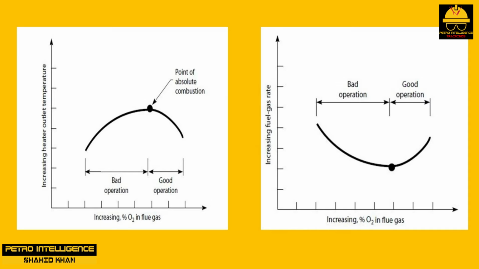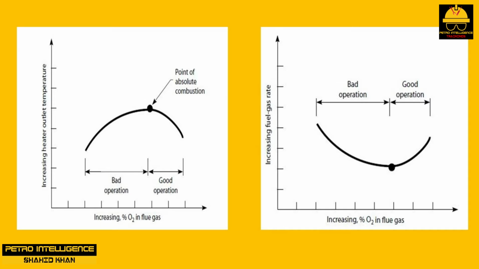The automatic temperature controller then senses the reduction in heater outlet temperature and increases the fuel rate. Thus, the furnace will spiral into an increasingly dangerous condition as the outlet temperature continues to fall and the furnace is left on automatic control. The way out of this situation is to put the furnace on manual control and manually reduce the fuel gas back to the point of absolute combustion.